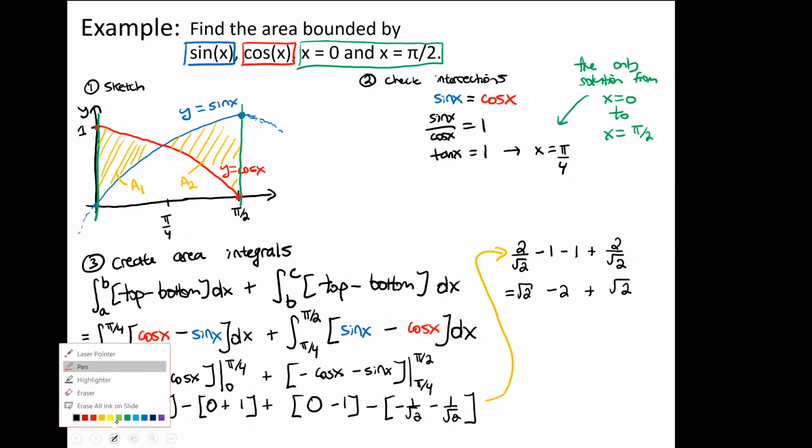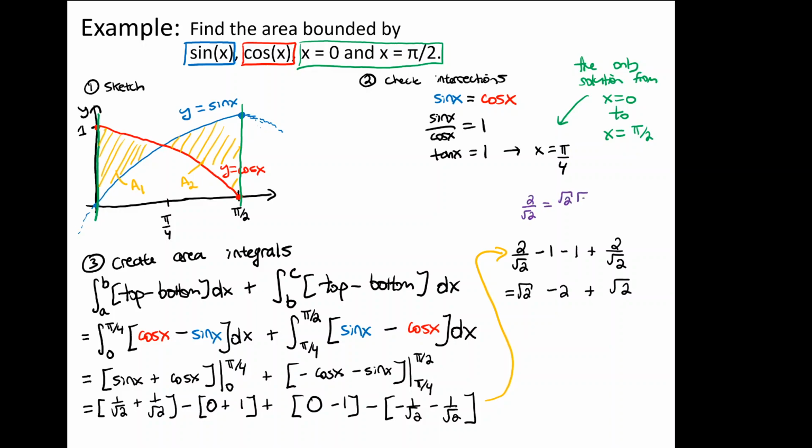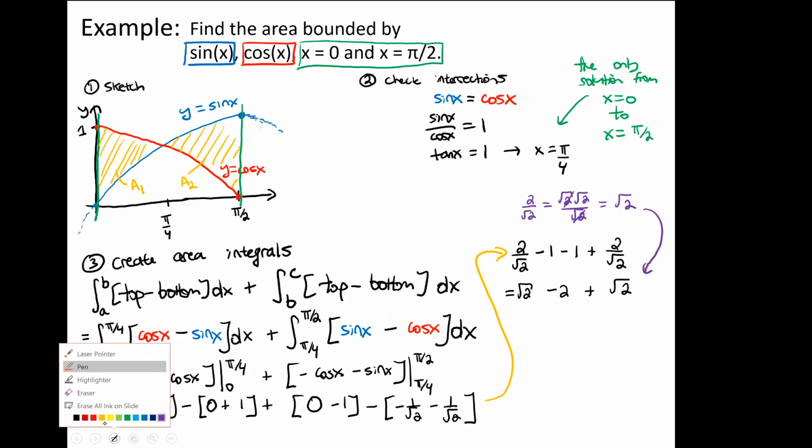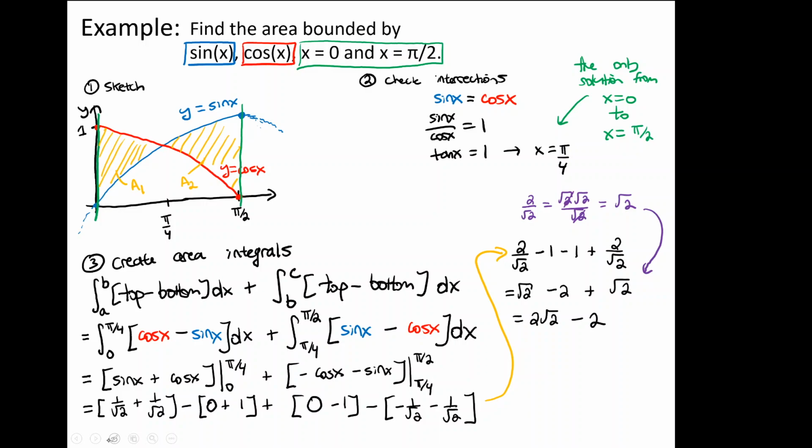So what happened there is, I'll use a different color I haven't used yet. I haven't used purple. Okay. 2 over root 2 is equal to root 2 times root 2 over root 2. You can cancel and get root 2. So that's what's going on from there to there. Those two pieces. Now we have a root 2 plus a root 2, so that's 2 root 2 minus 2. That's our final answer.